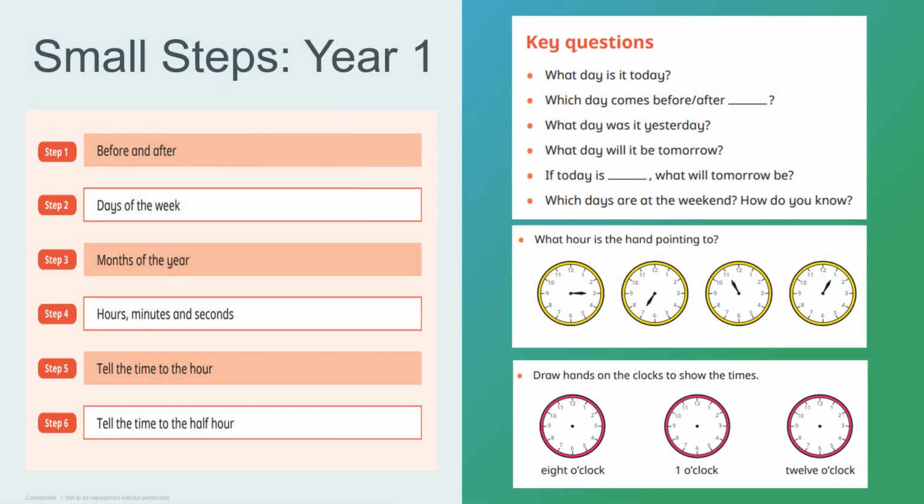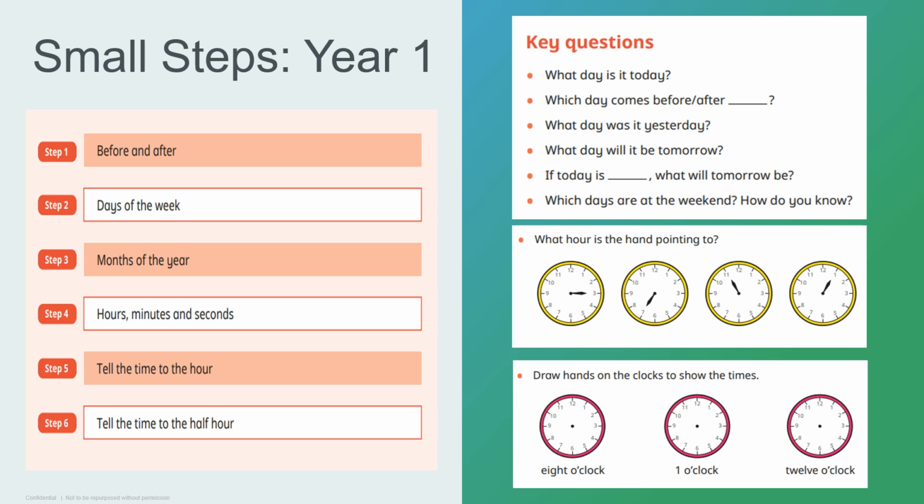So like I said, in Year 1, they begin with simple time-based vocabulary such as before and after. We also look at things like days of the week, months of the year, before we move on to look at hours, minutes and seconds. After that, they then begin to tell the time to the hour using an analogue clock, and then after that we look at telling the time to the half hour.